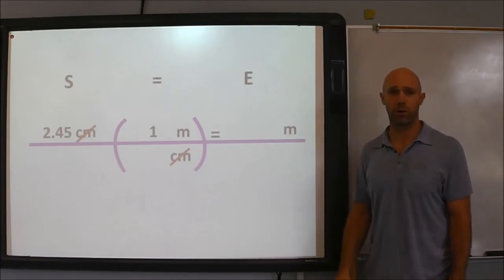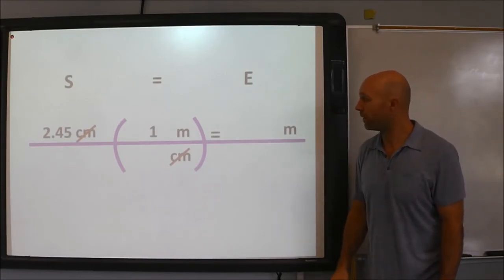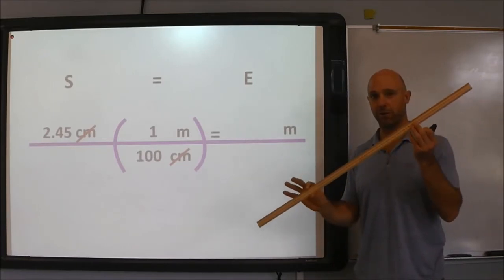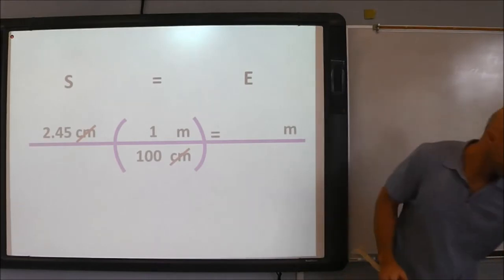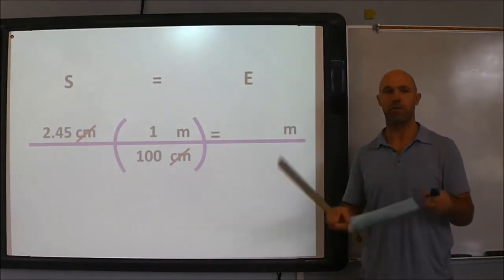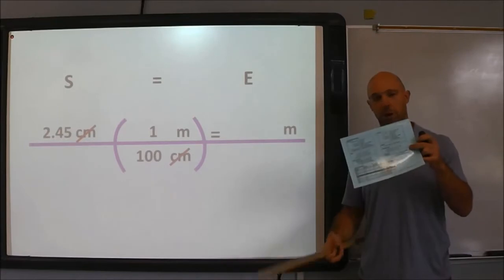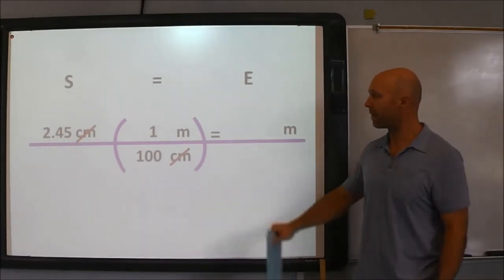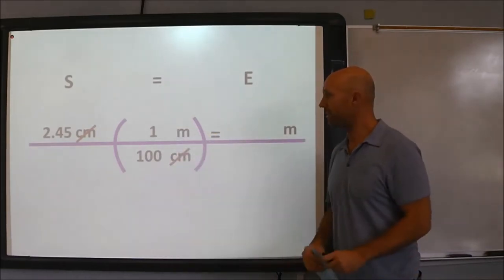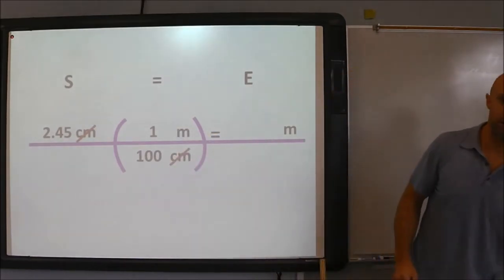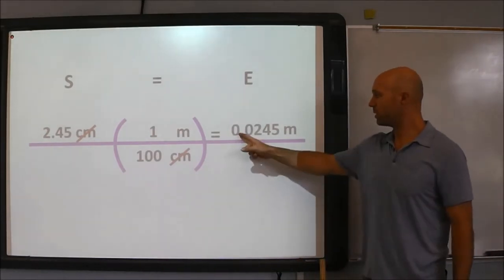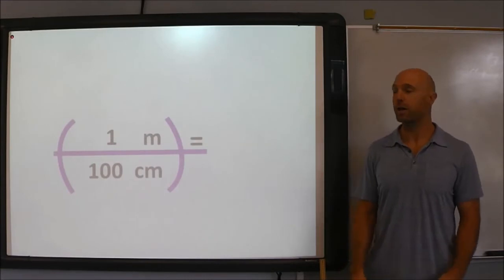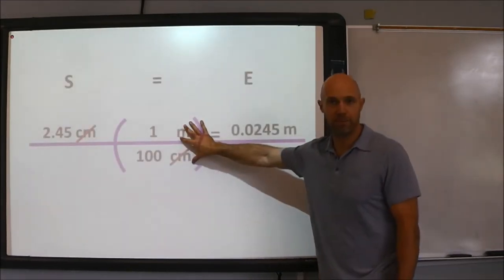We're then looking for our relationship. 1 meter is 100 centimeters, right? Feel free to get this information from an actual meter stick, or you can go ahead and find it on our blue sheet with our metric conversions. When we do the math, 2.45 gets divided by 100 centimeters. That would then equal 0.0245 meters.